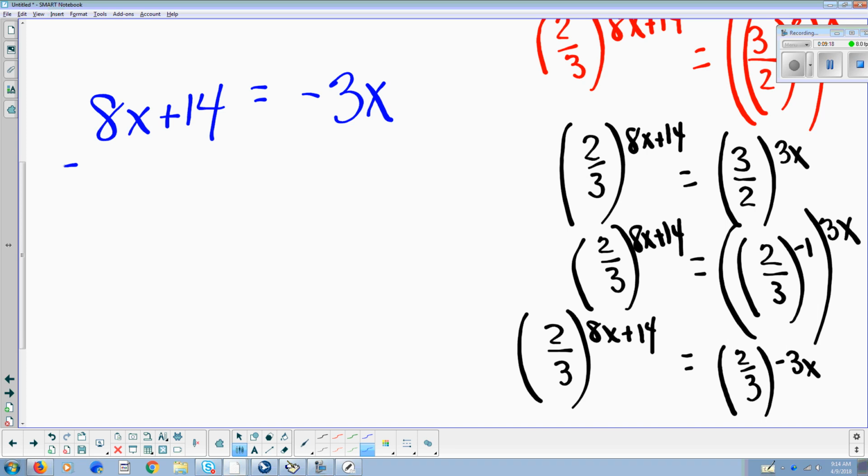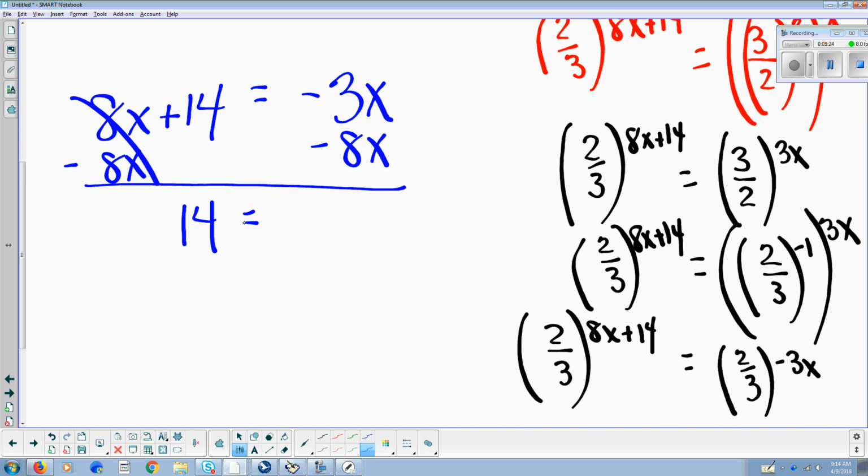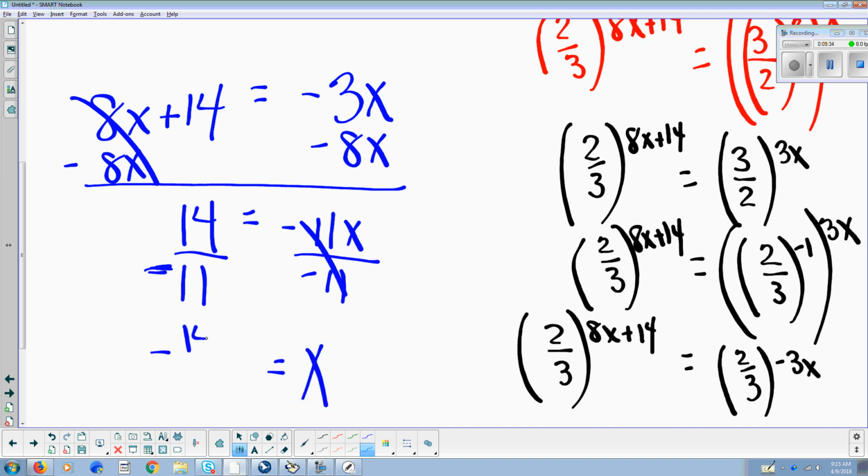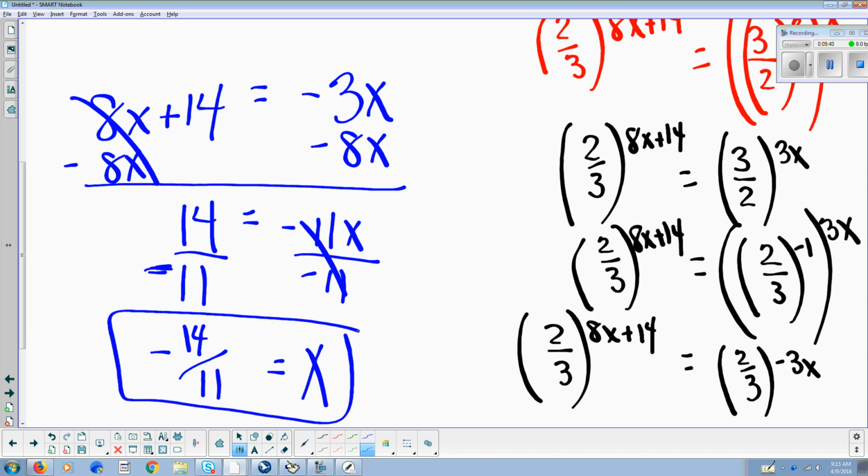So to solve this, I'm going to subtract an 8x on both sides. I get 14 equals -11x. Divide by -11. And x equals -14/11. There's the answer.